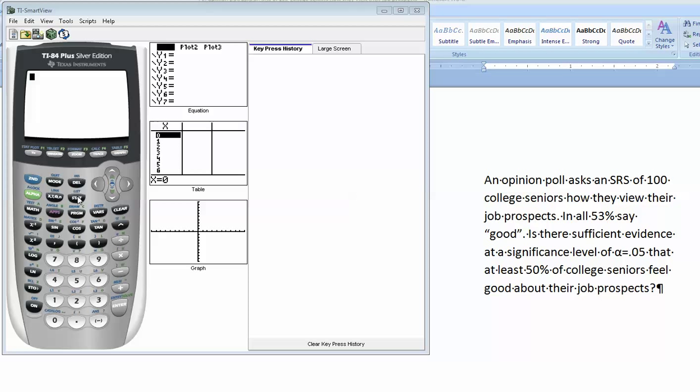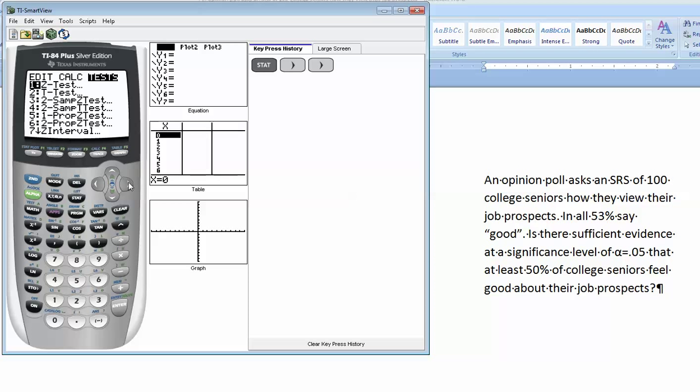So here on our calculator, we'll go to Stat, and we'll arrow over to Tests, because it falls in the test. And we'll do one proportion z-test. It's choice number 5. And we'll hit Enter.